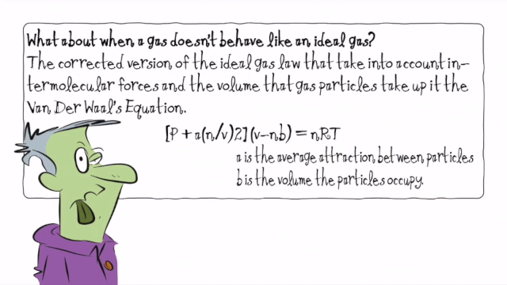What about when a gas doesn't behave like an ideal gas? The corrected version of the ideal gas law that takes into account intermolecular forces and the volume that the gas particles take up is the van der Waals equation. A is the average attraction between particles, and B is the volume that the particles occupy. So if you had a gas that had a low temperature or a high pressure, you would have to use the van der Waals equation.